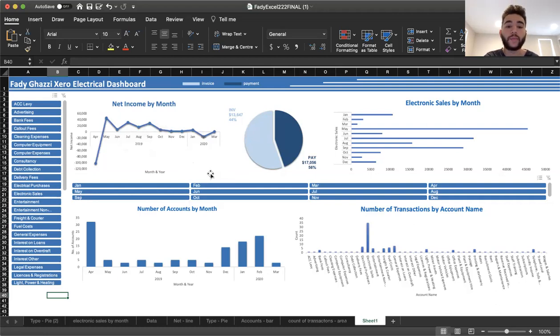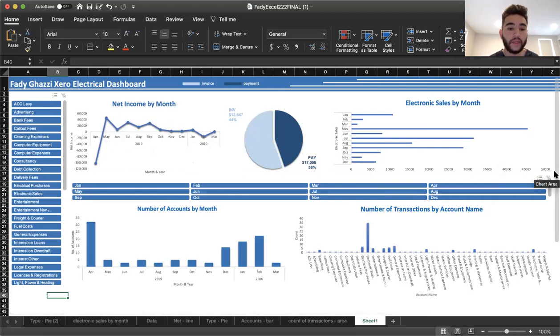In the middle here, we've got a pie chart showing that the net income is made up of 44% invoices and 56% payments. On the right, we've got a bar chart showing the electronic sales per month. As we can see, in May it's by far the winner here with $45,423 in sales, which if you look here is the same as the net income in May.